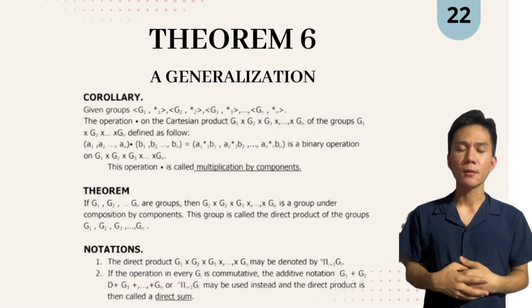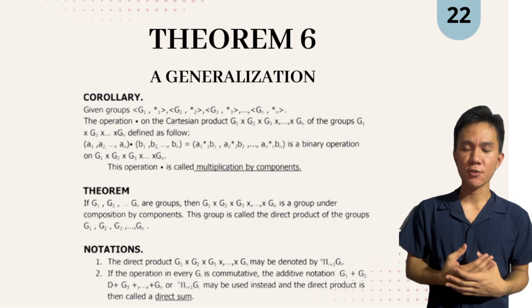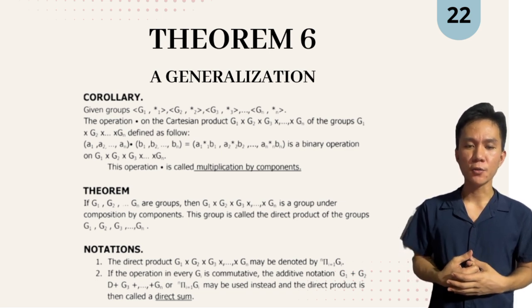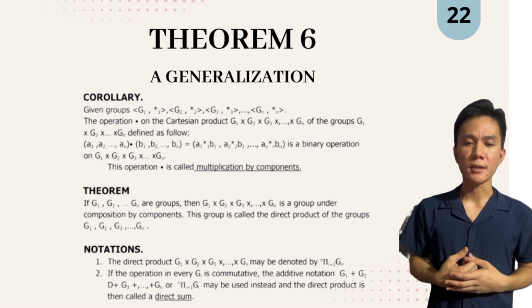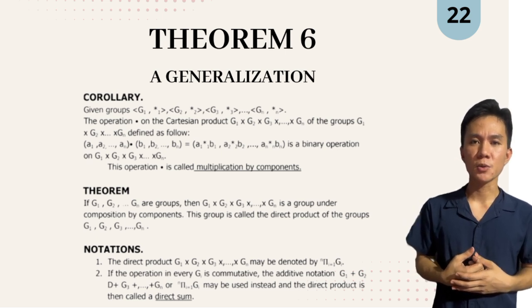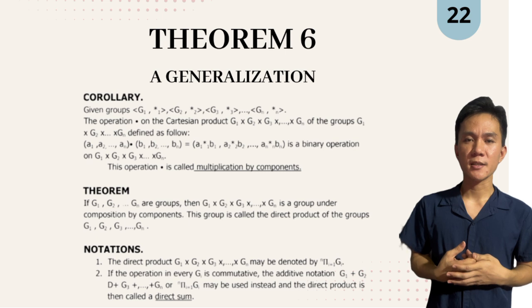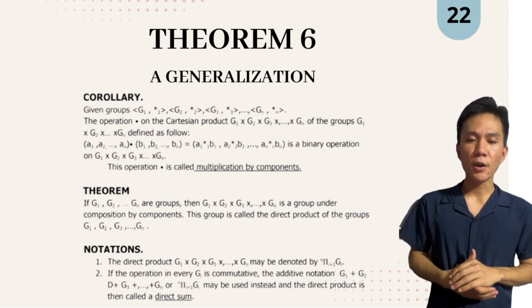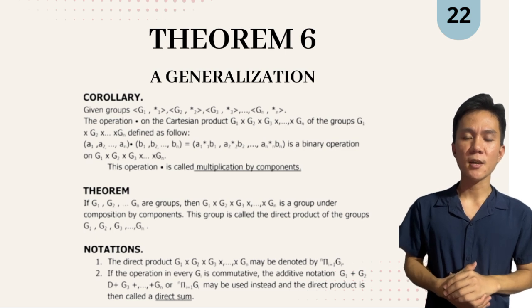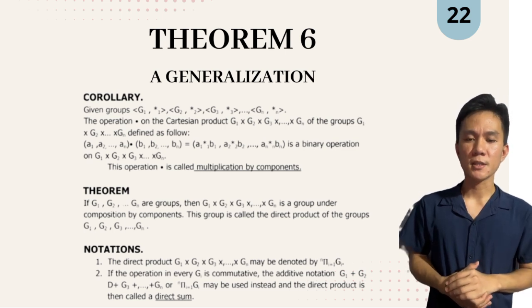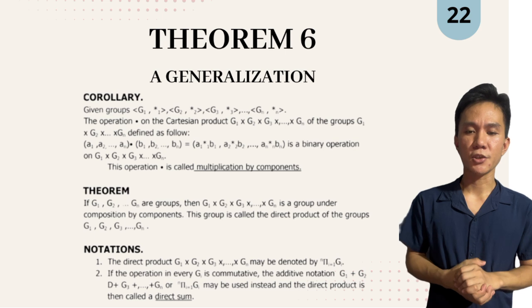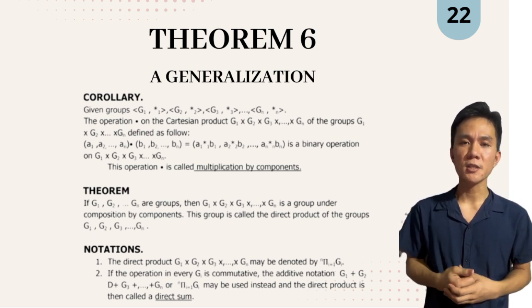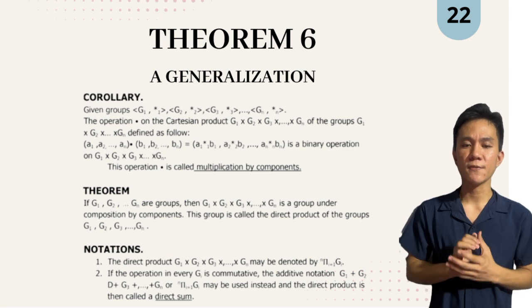So the last theorem is Theorem 6, a generalization. Corollary. Given groups G sub 1 with star sub 1, G sub 2 with star sub 2, G sub 3 with star sub 3, and so on until G sub n with star sub n, the operation on the Cartesian product G sub 1 times G sub 2 times G sub 3 times and so on until G sub n, of the group G sub 1 times G sub 2 times G sub 3 and so on until G sub n, is defined as follows.